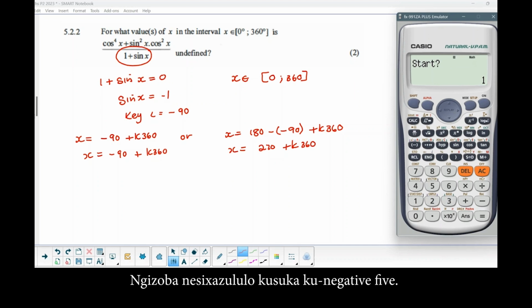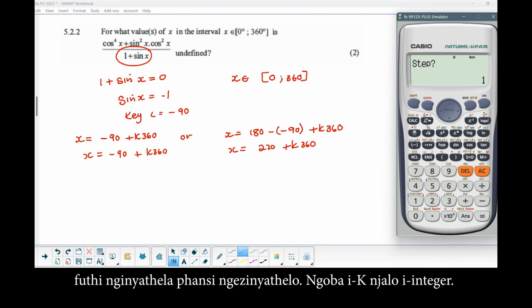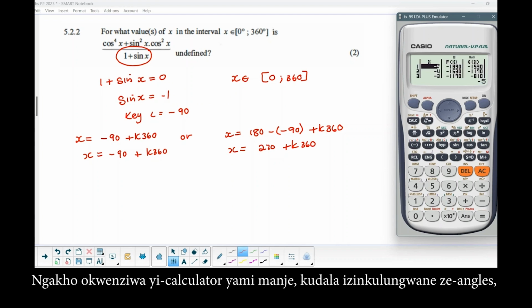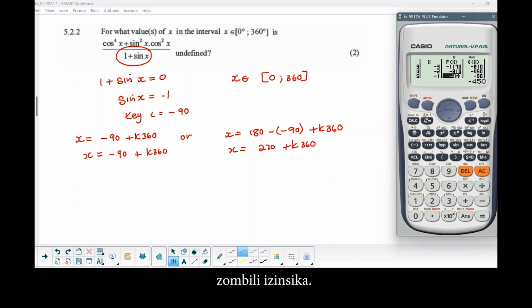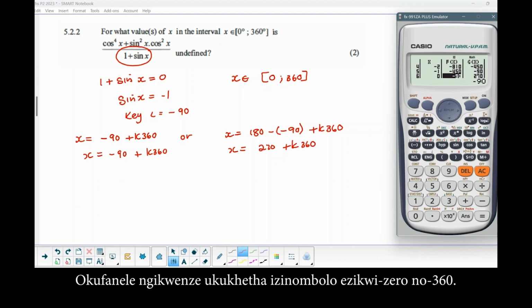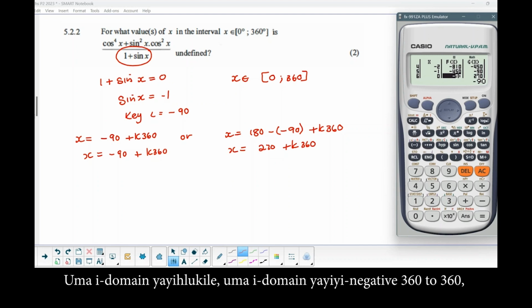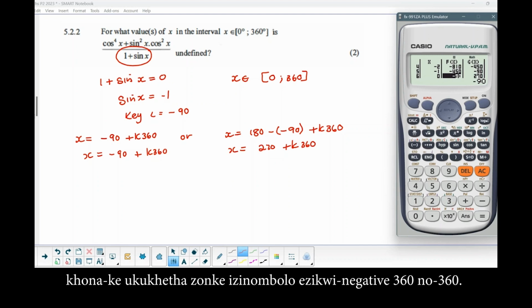I will start substituting from negative 5. That means k is going to take on a value from negative 5 to 5. And I'm stepping up in ones because k is always an integer. So what my calculator does now, it generates a whole lot of angles, both columns. All I have to do is to pick out the numbers that lie between 0 and 360. If the domain was different, if the domain was negative 360 to 360, then you'd pick out all the numbers that lie between negative 360 and 360.